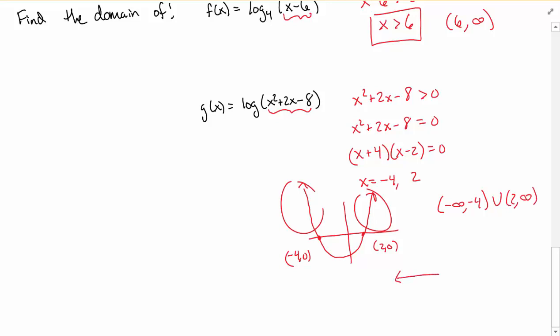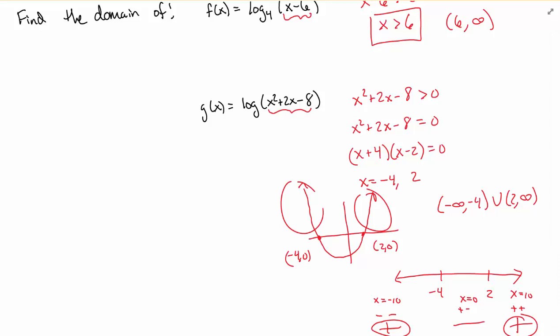You could see that if you use the number line instead, so just to add in that thought, here's -4, there's 2. Pick a number over here like, say, -10. If you plug in -10, x plus 4 will be negative, and x minus 2 will also be negative, so I'll have a negative times a negative. That's positive. If I pick x equals 0 in the middle, I'm going to get a positive times a negative. That's negative. And over here, if you pick like x is equal to 10, you'll get a positive times a positive. That's positive, so I want these outer ones, which still gets me to -infinity to -4 union 2 off to infinity for the domain of g of x is equal to log of x squared plus 2x minus 8, because again, I need a log of a positive number. You can't take a log of 0 or a negative number.